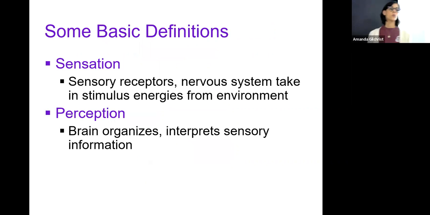Okay, so when you hear sensation and perception, you might think that they are being used interchangeably, that they mean the exact same thing. This is not entirely correct. Sensation is when our sensory receptors, specialized neurons designed to take actual physical stimulus energy from the environment, convert it into a signal that your brain actually uses. So those sensory receptors and our nervous system take in that physical energy from the environment.